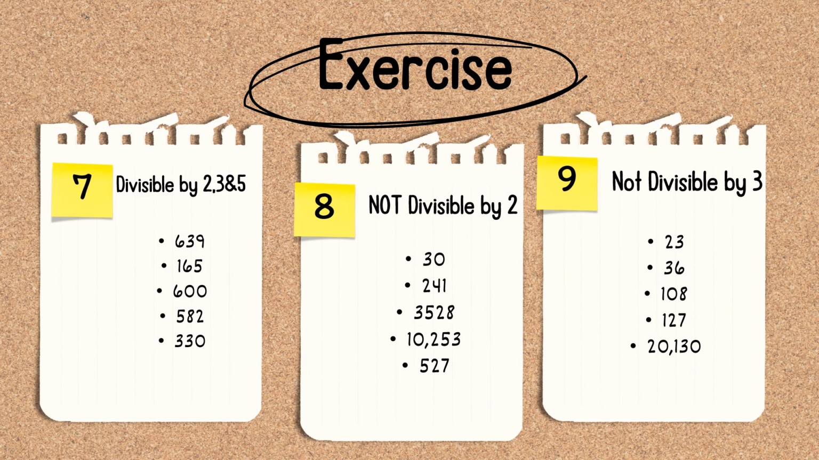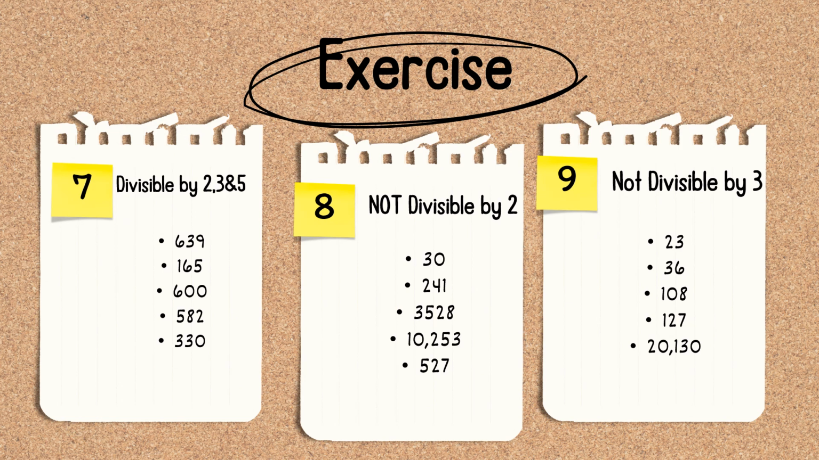Okay, this question needs concentration. We have to read the question carefully. Not divisible by 2. He wants the numbers that are not divisible by 2. It means that he wants the numbers that are not even. Let's check. 30 is an even number, so we will not choose it. 241 is not an even number, it is an odd number, so yes, we will choose it.